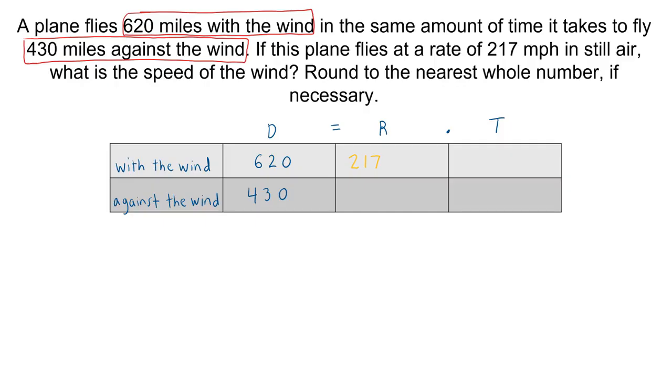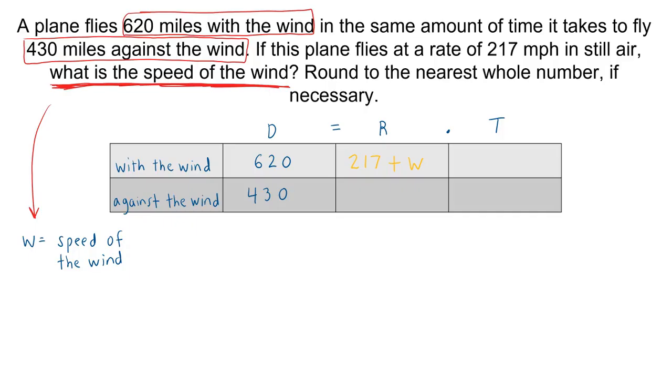plus however much the wind is pushing us, because the wind is adding to our speed because we're flying with it. Well, we don't know how fast the wind is moving or by how much it's adding to our speed. That's an unknown. So let's let W be the speed of the wind. And that works out perfect for us because the question that we need to answer is, what is the speed of the wind? And traditionally, what we're looking for, if it is unknown, that's what we define our variable to be. So our rate flying with the wind is 217 plus W, because our speed will be faster than 217 miles per hour because the wind is pushing us.